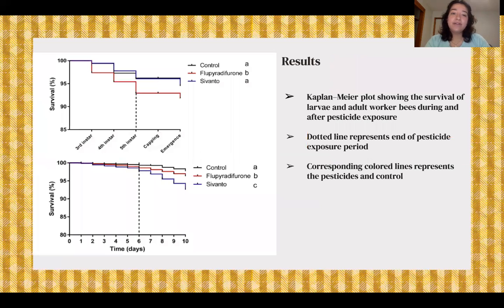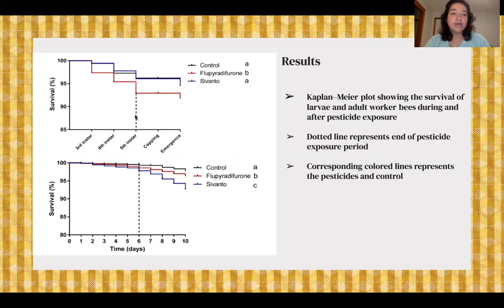So what the results found, this is a figure of a plot survival. The upper image shows the bees that were exposed to the insecticide during their development. The x-axis represents each development stage, beginning at the third instar and ending at the emergence, and the y-axis represents the survival percentage. Each color correlates to the control and the 2 insecticides, the red for the flupyradifuron and the blue for the Sivanto. The dotted line shows the end of the exposure period.